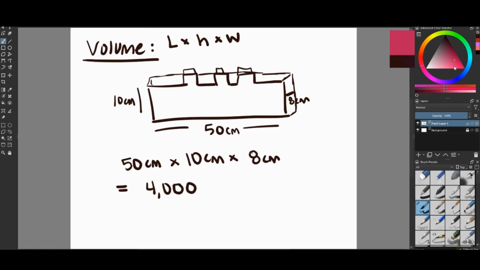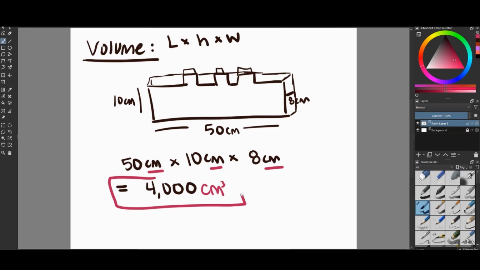Now, this is where that weird unit comes in. I said that we could measure volume in what's called cubic centimeters. And this is why. Here, if we look, we have 1, 2, 3 centimeter units. If we multiply those together, we have cm to the third, right? So for our units we would have 4,000 cubic centimeters. And that would be our answer for our volume.